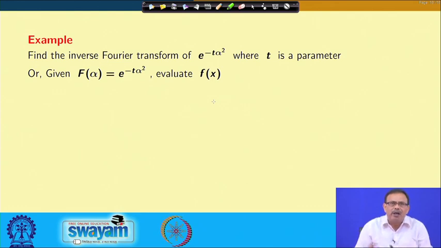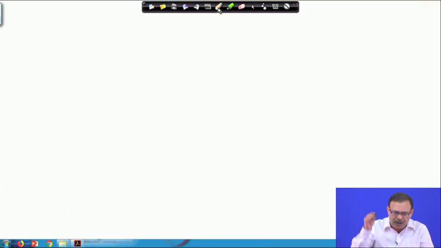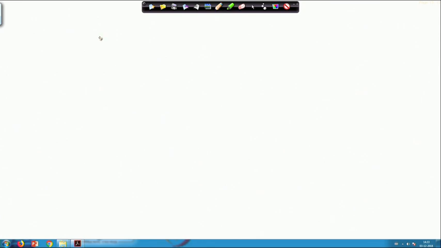Let us take one more example: find the inverse Fourier transform of e power minus t alpha square, where t is a parameter. Or I can pose the problem like this: the Fourier transform of a function is known to me, which is e power minus t alpha square. I have to find out what is f of x, using the inversion. So, let us see this one.